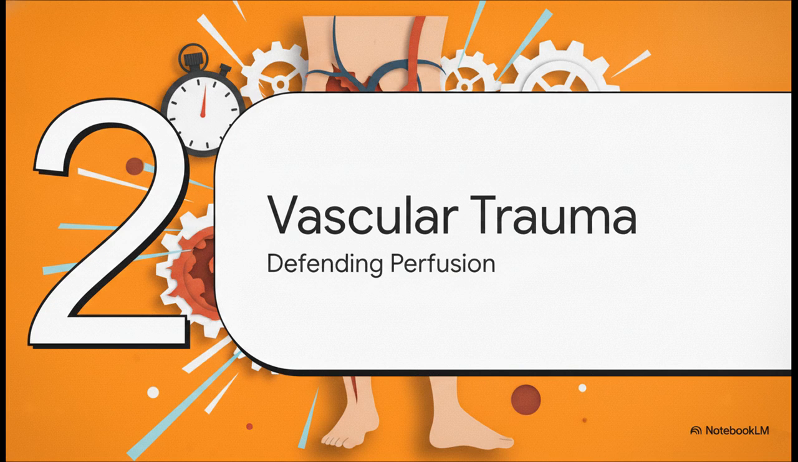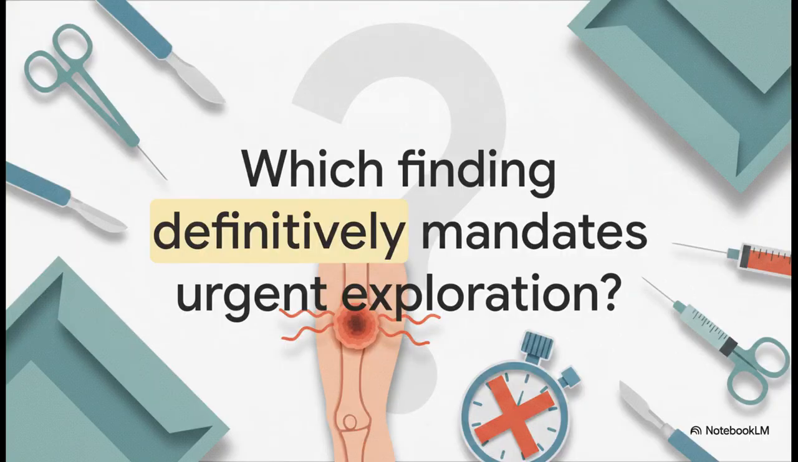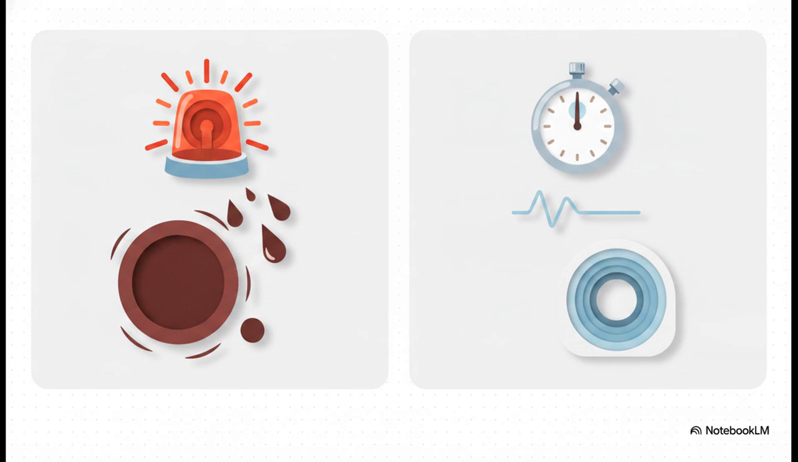Moving on to Section 2, lower extremity vascular trauma, focusing on defending perfusion. All right, consider this scenario. A patient presents with a gunshot wound to the left thigh. Out of all your clinical findings, which one definitively warrants urgent surgical exploration? This comes down to differentiating your hard signs from your soft signs. Hard signs are an immediate mandate for the OR. We're talking complete absence of palpable distal pulses, an expanding or pulsatile hematoma, or active pulsatile hemorrhage. You see those, you go.